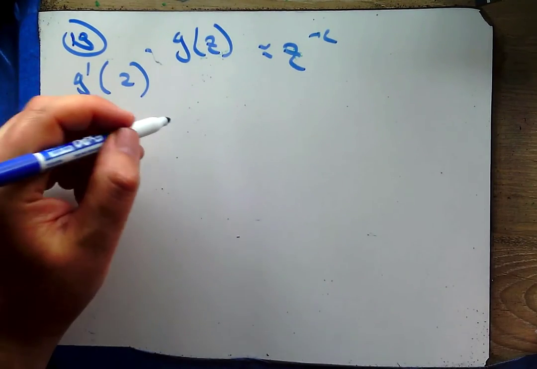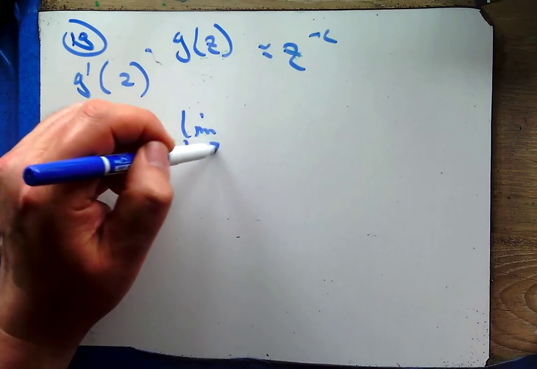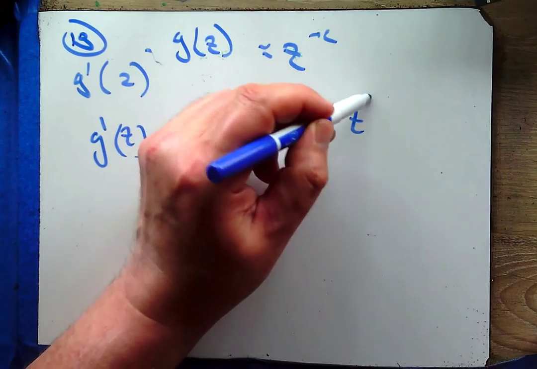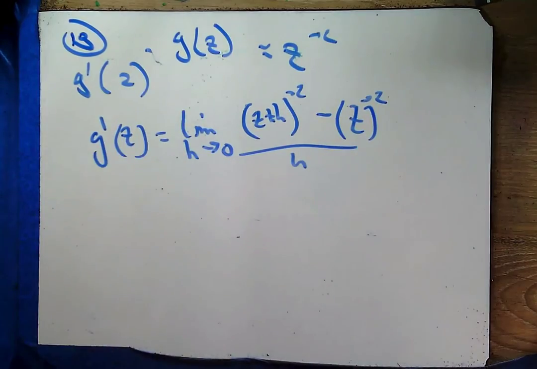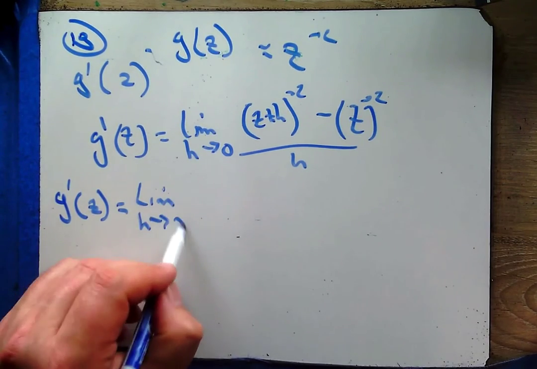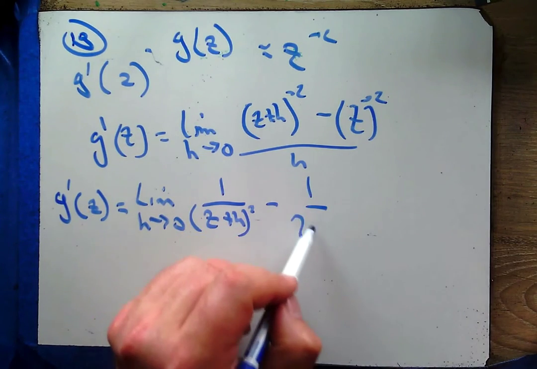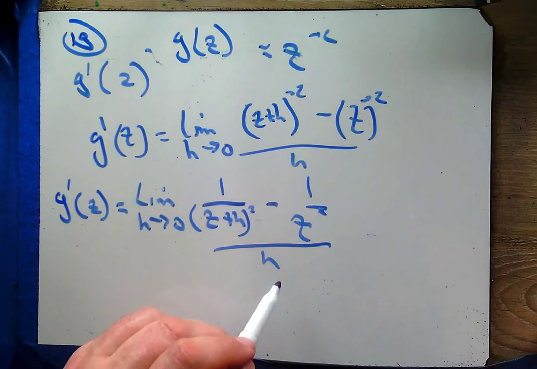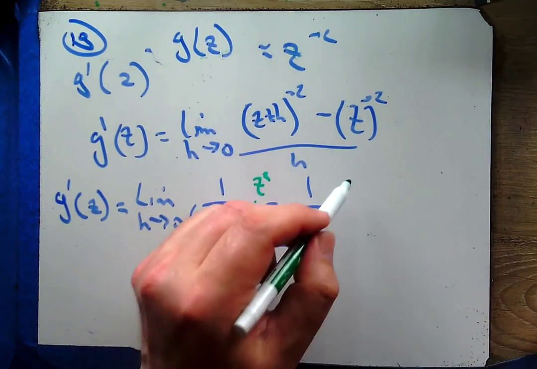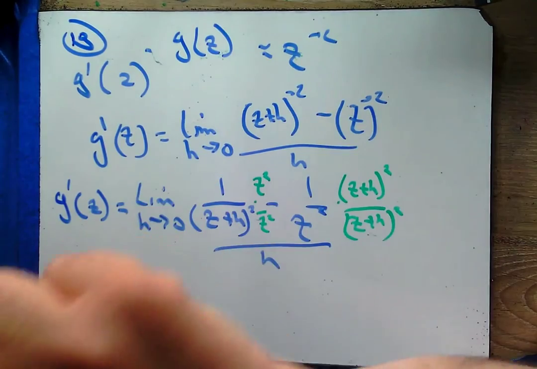Alright, so I guess I'm supposed to use the general derivative now, so g prime of z is going to be the limit as h heads to 0 of z plus h to the negative 2 minus z to the negative 2 all over h. Weird. Well, I wish I'd used a different definition of the derivative. But let's see this one through. 1 over z plus h squared minus 1 over z squared all over h. So I need to make a common denominator. I'm going to multiply here by z squared over z squared, and here by z plus h squared over z plus h squared.